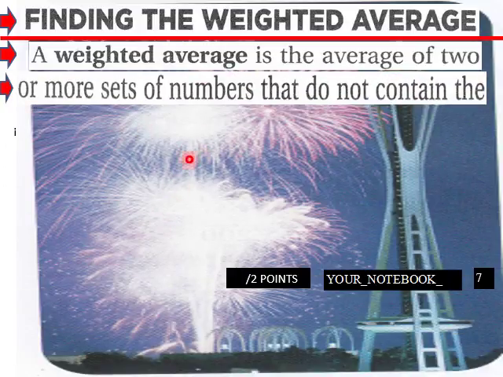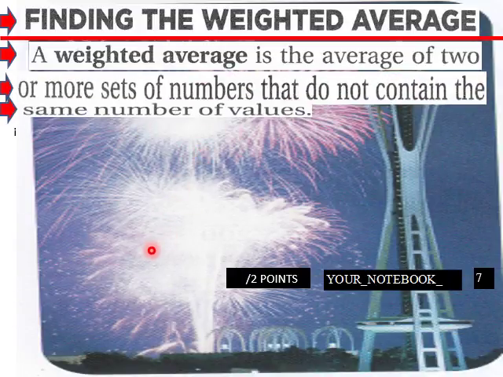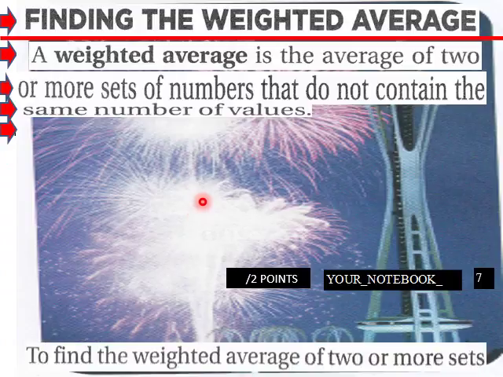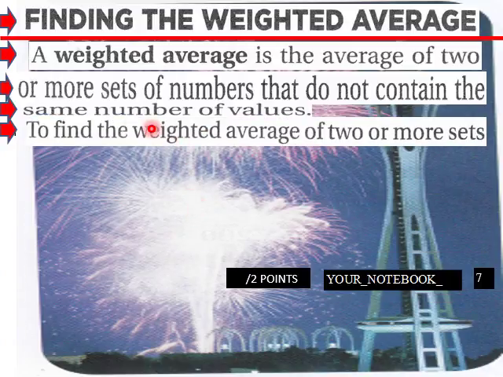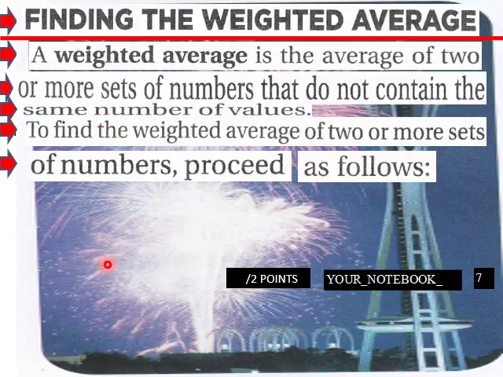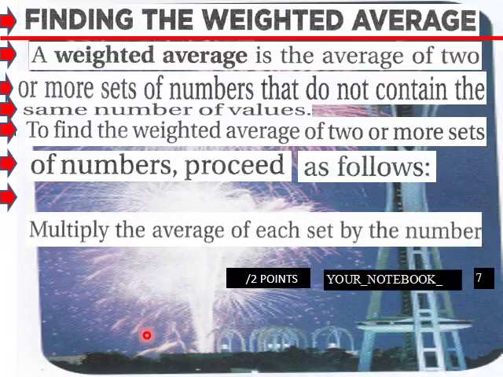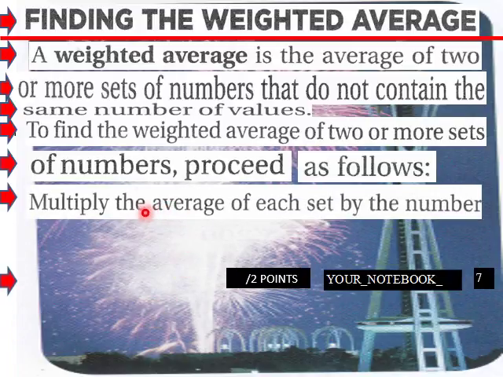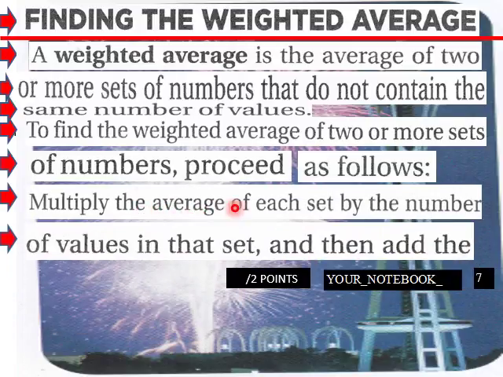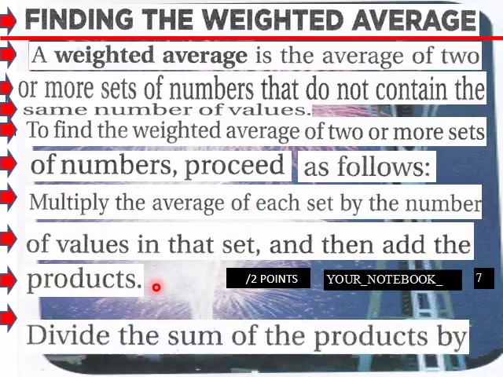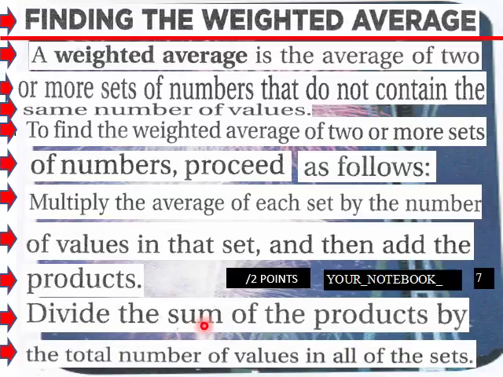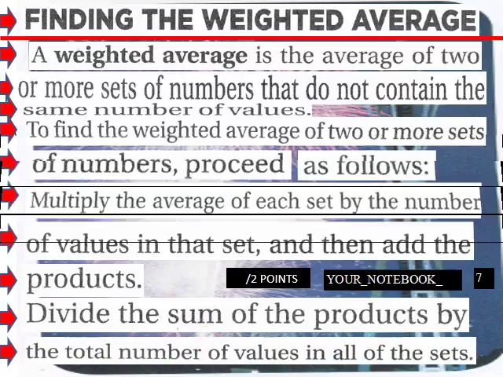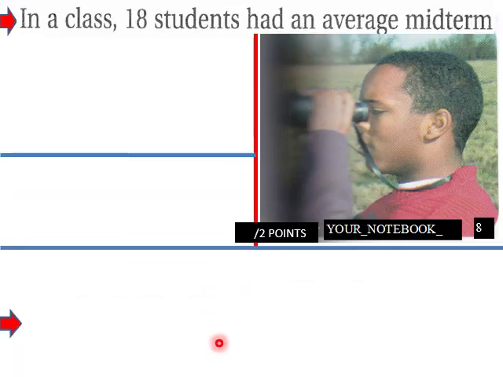Finding the weighted average is the average of 2 or more sets of numbers that do not contain the same number of values. To find the weighted average of 2 or more sets of numbers, proceed as follows. Multiply the average of each set by the number of values in that set, then add the products. Divide the sum of the products by the total number of values in all the sets.